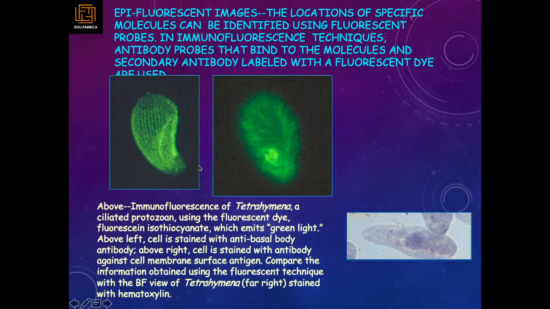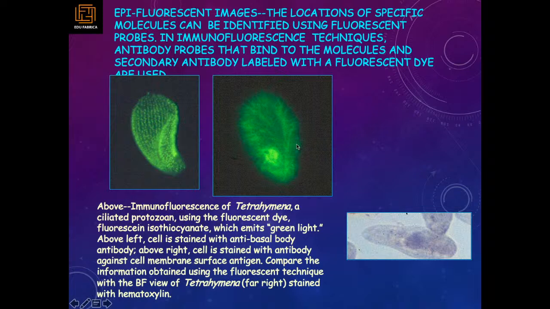So compare the information obtained above using the fluorescent technique with the bright field view of Tetrahymena. On the right-hand side is a bright field light microscope image with simple hematoxylin, which we use in the hematology lab. So it is a simple staining in this case, but here the cell membranes and the basal body are stained. What differences we can see in these three images is that there is a very nice parallel formation happening, and then there is a curve we can see.